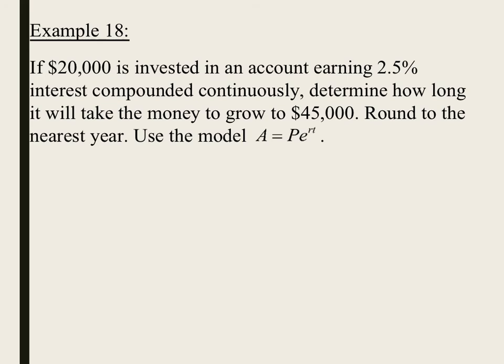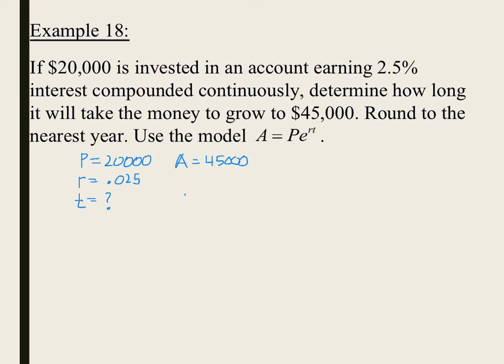So in this particular case, we have a principal. So in this case, P is equal to $20,000. r is equal to 0.025. And we don't know what t is. t is our question mark. We're trying to find t. How long does it take? But A, in this particular case, is equal to 45,000.